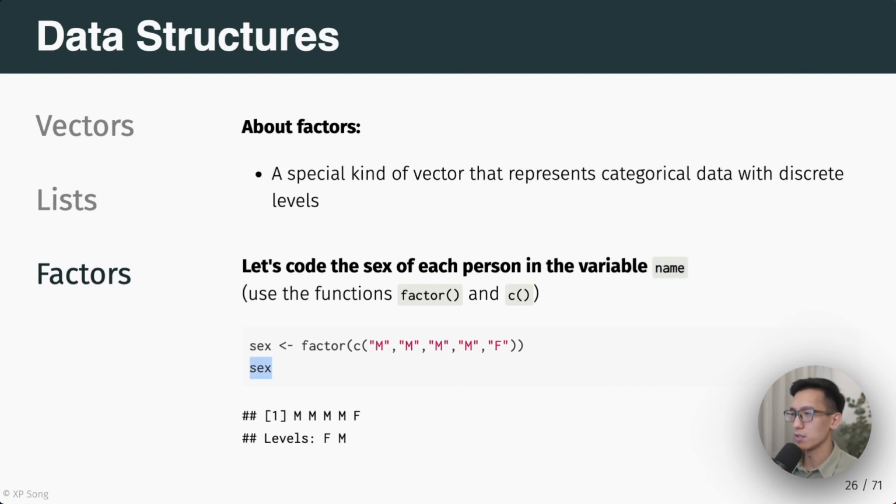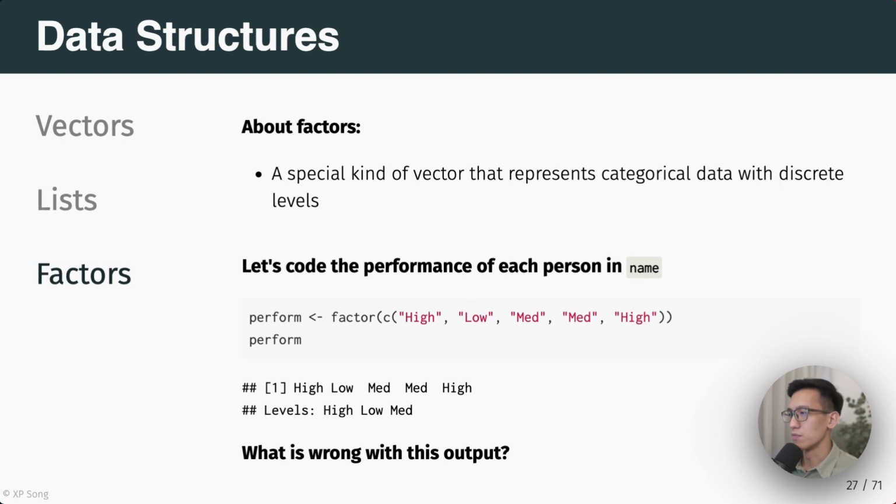When you print out the object, you'll notice that there's an extra line of output that tells us about the factor levels that are present. This is another example for ordinal data. For example, if we're interested in the performance of each person, we can have a factor variable representing medium, high, or low performance. However, one thing to notice is that the order of the factor levels by default are arranged alphabetically. So this would mean that the sequence is wrong.